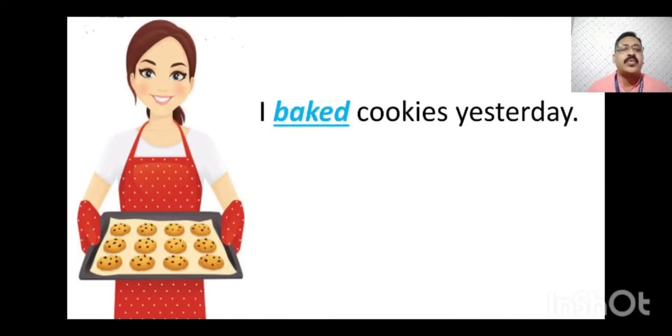I baked cookies yesterday. You can see the verb baked. Bake is a verb, and ed is added to it. It means the work of baking, I have baked the cookies, is not today. It is yesterday. Yesterday also shows that the work is not going on now. It is over. So the verb bake has ed added to it, which means the sentence is in past form.